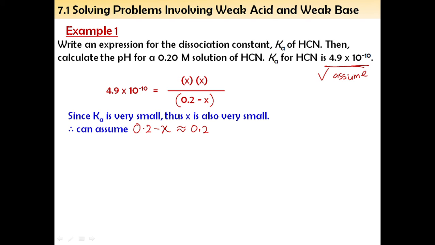So, this is the assumption. Every time you see a Ka or Kb value of -5 and beyond, please use the assumption. What do you want to assume? The one below is what you can assume. Okay, so now I will rewrite the expression.